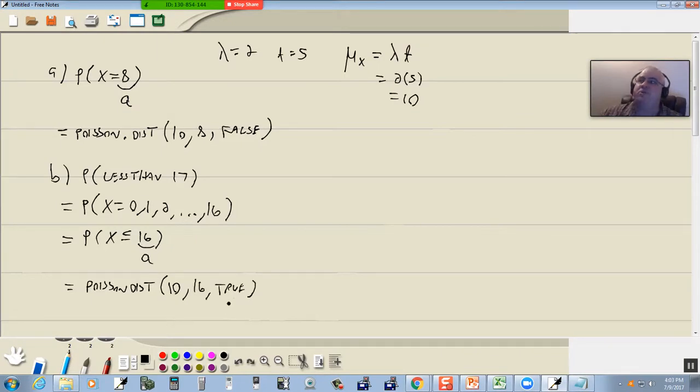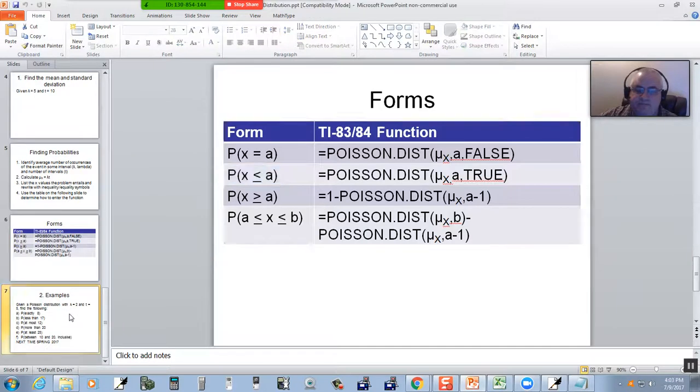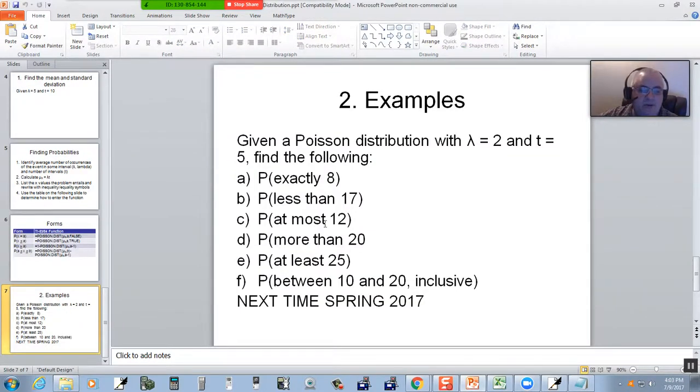True refers to whether it's cumulative or not. False means just a single value. And that'll give you your answer. I won't actually do that one. Let's go to a greater than or equal to case, like D.